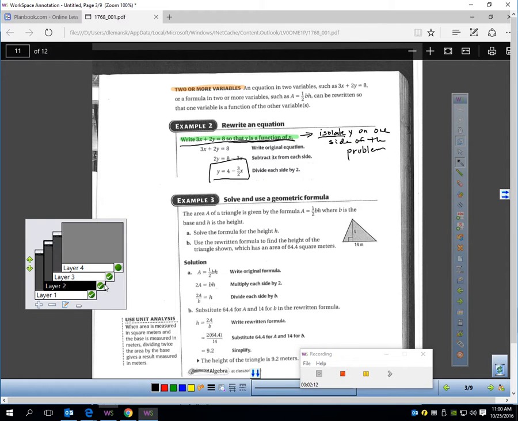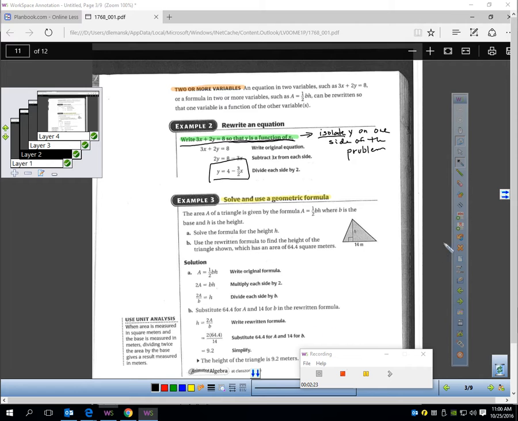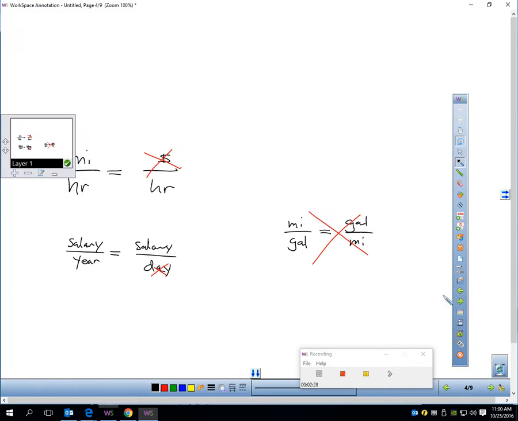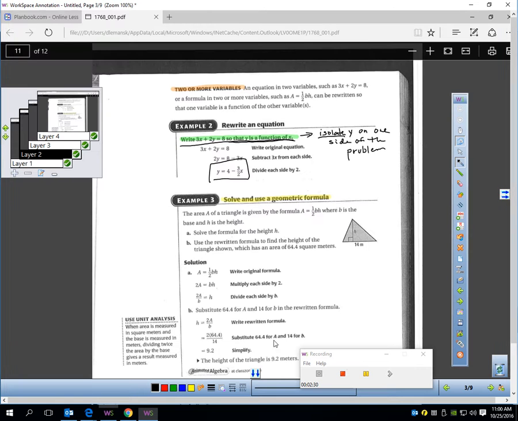You will also solve and use geometric formulas. So again, same thing, we're going to have to be able to isolate a variable on one side of the problem. Let's actually work through some examples of that. Work through some examples, wrong page there.